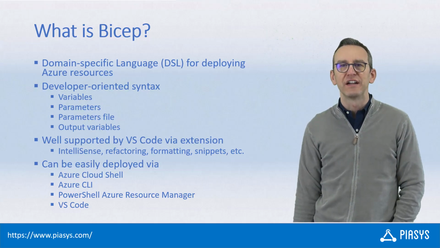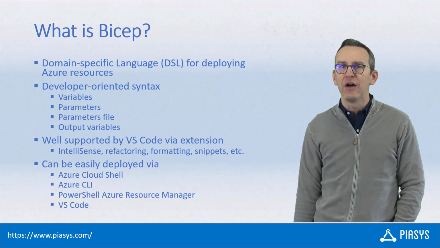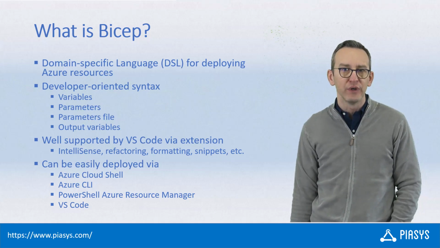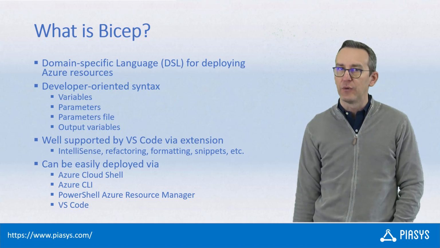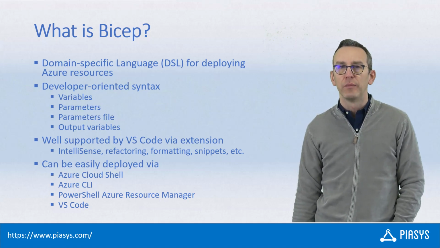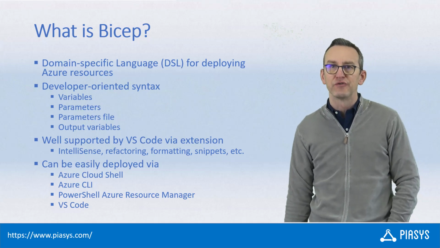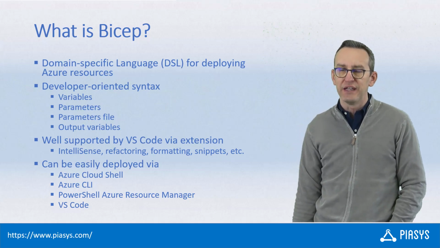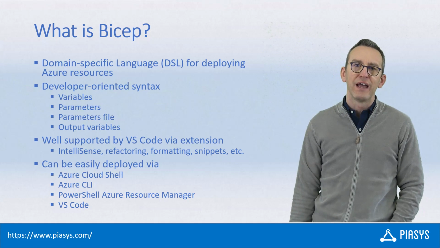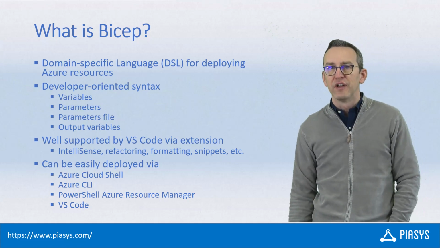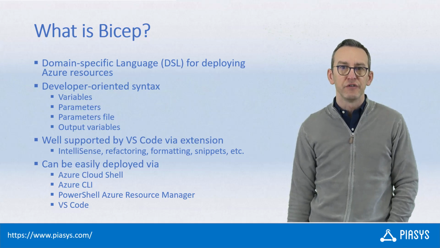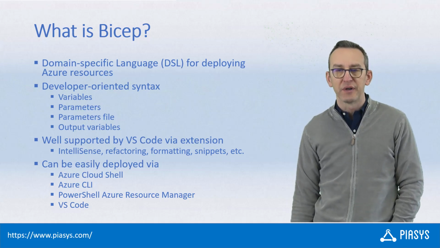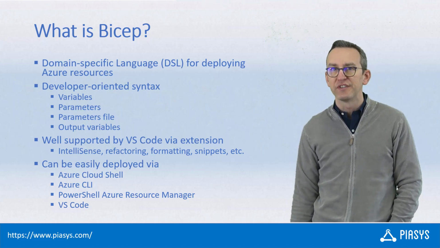Today I want to start a new series of videos about how to manage resources in Azure with the Bicep language. Bicep is a domain-specific language which has been built on top of the ARM Azure Resource Management JSON templates and which allows you to define more complex scenarios like provisioning templates of Azure resources using variables, parameters, parameter files, output variables and stuff like that.